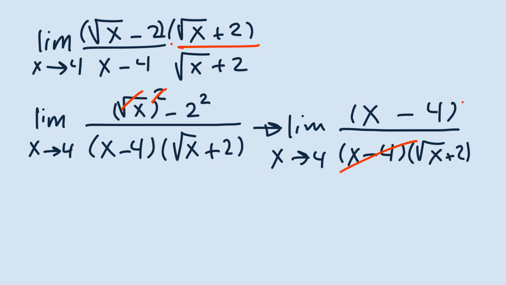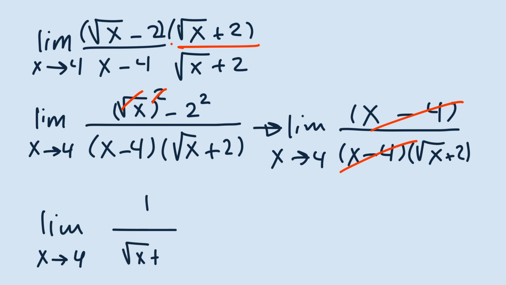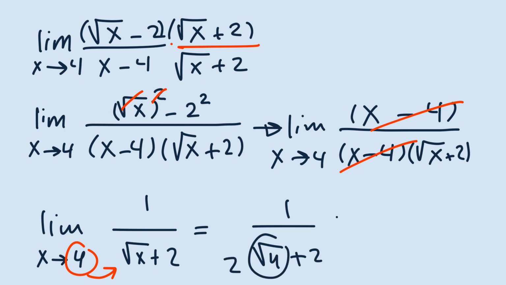From here you can notice that we can cancel these two parentheses and we'll be left with the limit as x approaches 4 of 1 over square root of x plus 2. Now I can use the direct substitution. I will take this 4 and plug it inside our function. So it will be 1 divided by square root of 4 plus 2. Square root of 4 is 2. So our final answer will be 1 over 4.